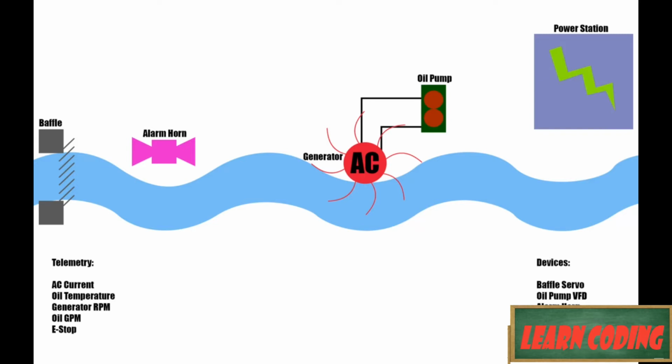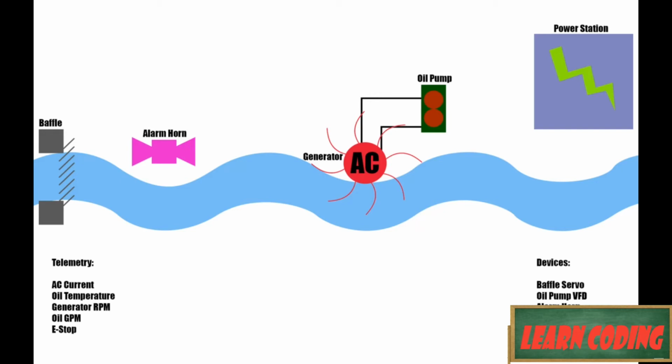What comes next after the baffle is we're running through this generator. And the water is going to be turning that rotor on the inside, and it's going to be spinning that thing around, and that's what's going to be generating our AC current. So we want to control the speed of this rotor while it's turning, because that's going to determine how much current we produce.